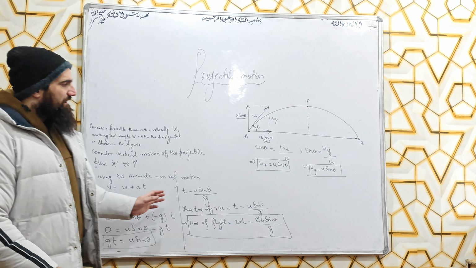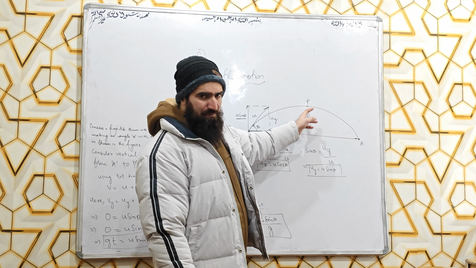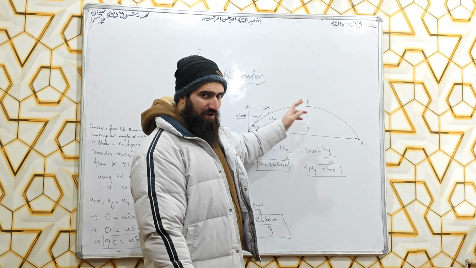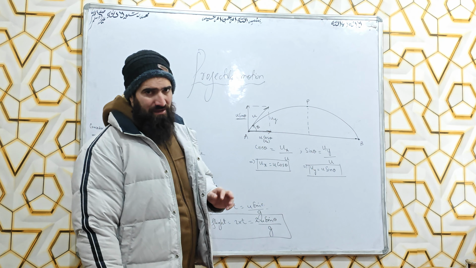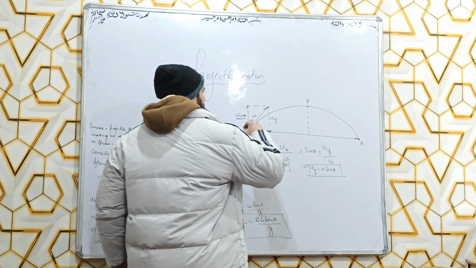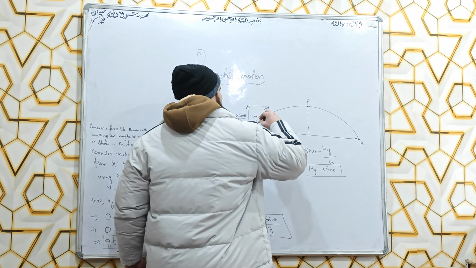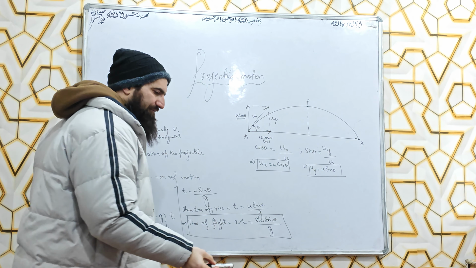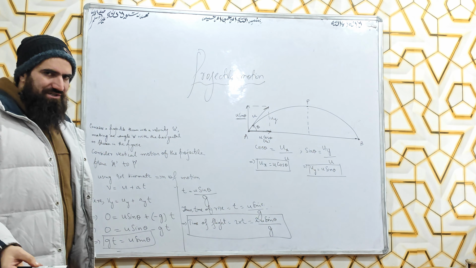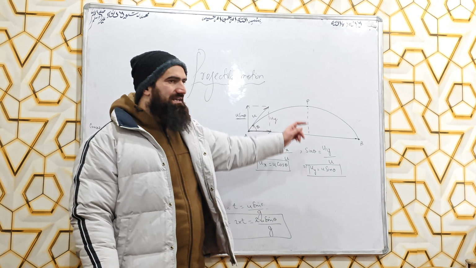Now what is vy? Vy is the final vertical component velocity at point P, and uy is the vertical component velocity at point A. Now you know that when a body is moving in this direction, the vertical component is diminishing and it becomes 0 at point P. That's why it's not going further upwards. It stops and goes downwards. So the vertical component at point P is 0.